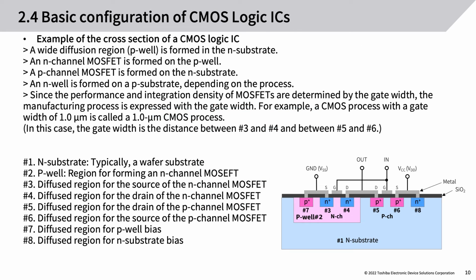Basic configuration of CMOS Logic ICs. Example of the cross-section of a CMOS Logic IC. A wide diffusion region, P-well, is formed in the N substrate. An N-channel MOSFET is formed on the P-well. A P-channel MOSFET is formed on the N substrate. An N-well is formed on a P substrate, depending on the process.